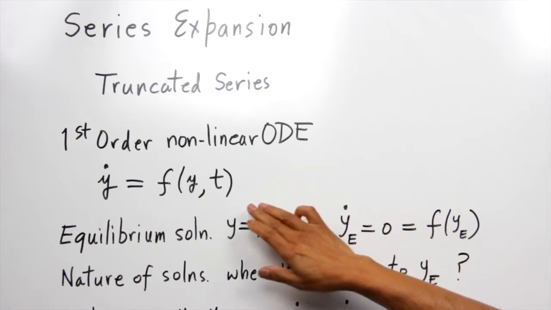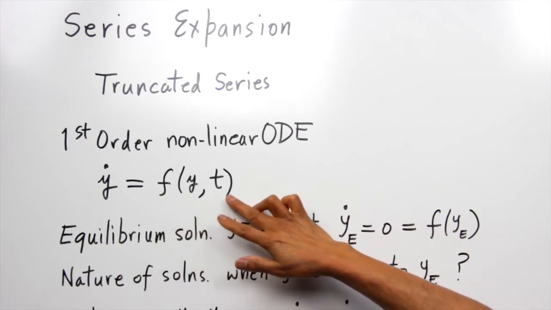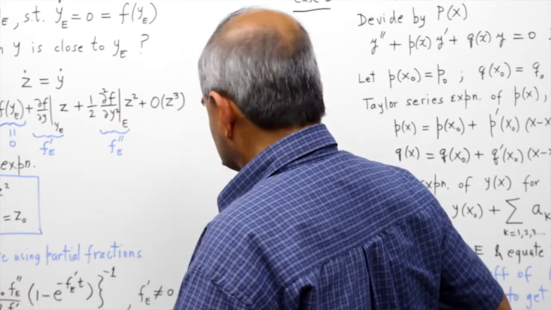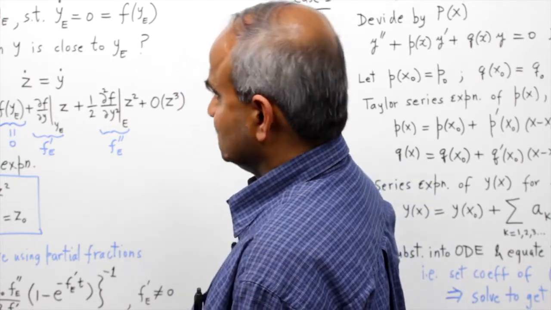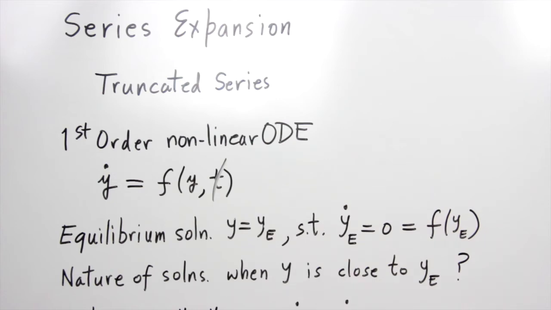And so this is the most general first order nonlinear ODE. And what we're going to do is consider cases where this right hand side does not depend on time. So the time factor is going to be eliminated from consideration. So let's cross that out. And so to illustrate this approach, we will begin by first finding the equilibrium solution.